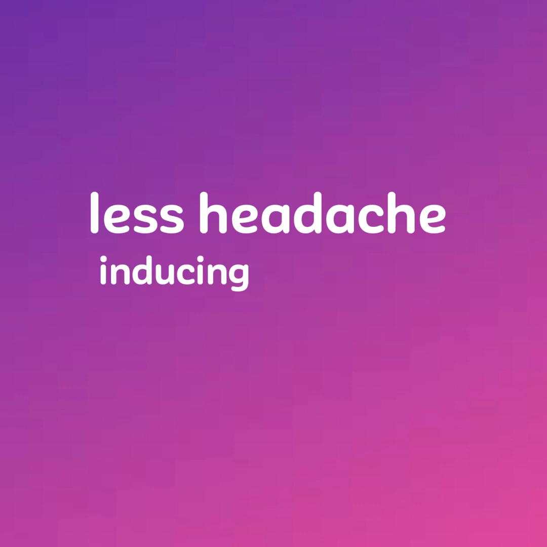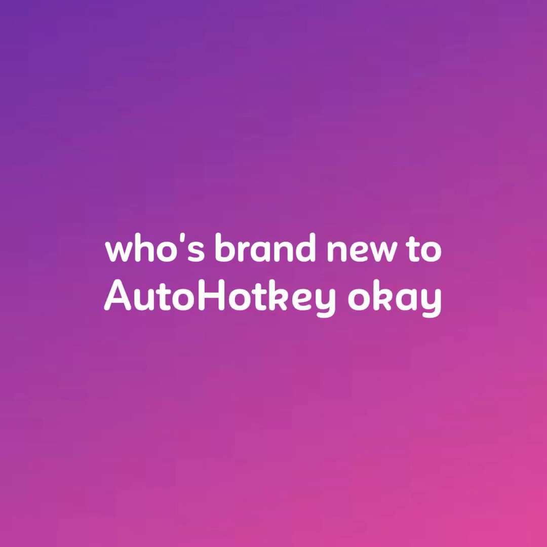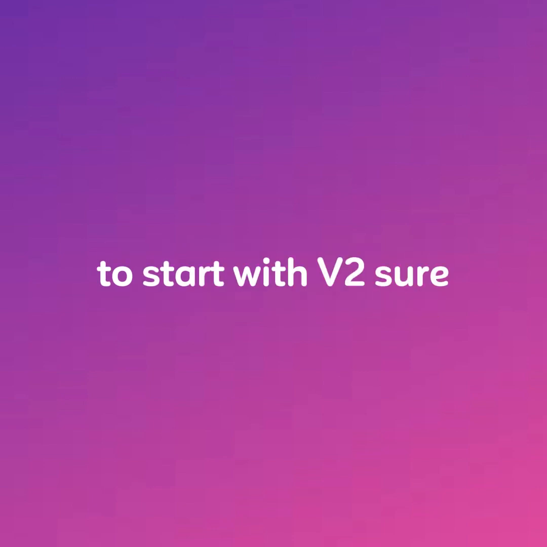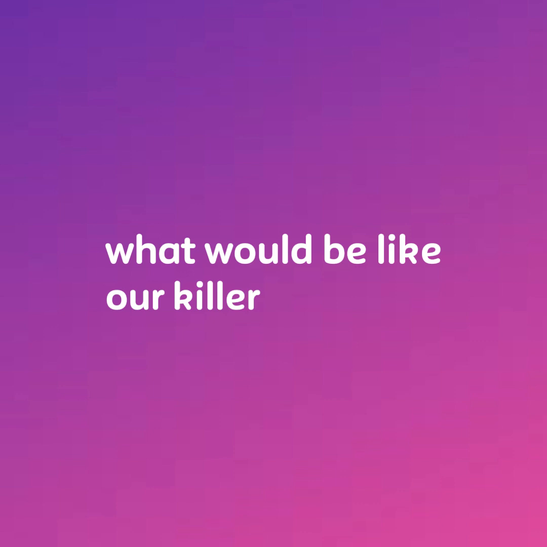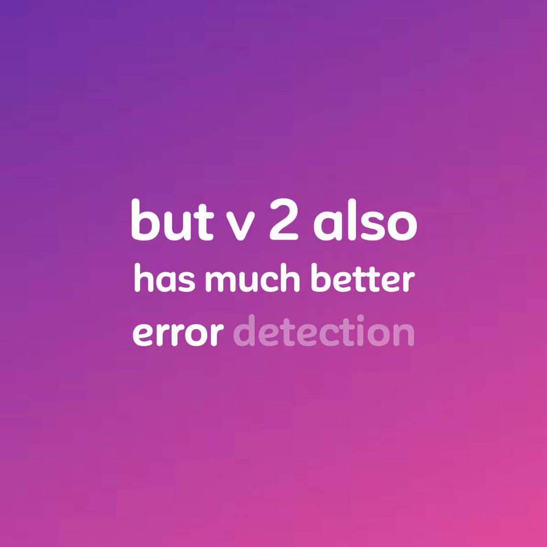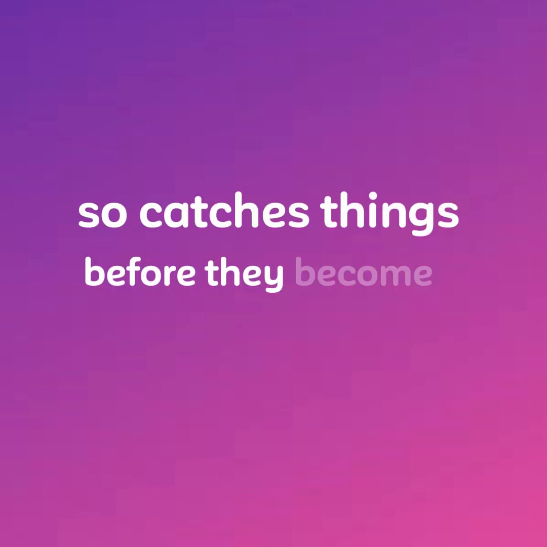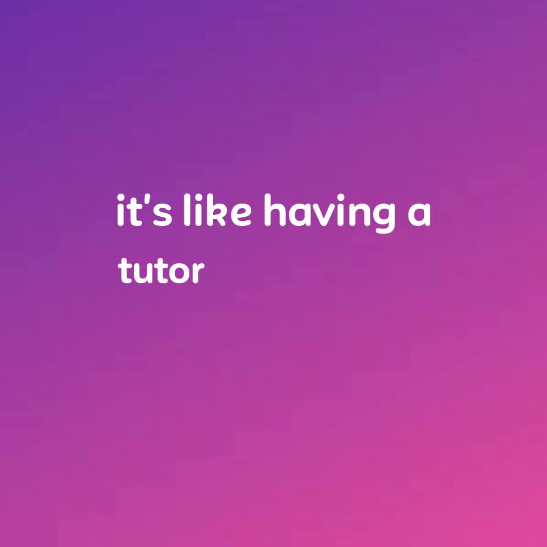Less headache-inducing. That's right. Okay, so let's say I'm trying to convince my friend who's brand new to AutoHotkey to start with V2. What would be our killer argument? Well, I think one of the biggest arguments for V2 is that it's just much easier to learn. We've already talked about the simplified and consistent syntax, but V2 also has much better error detection. So it catches things before they become a problem. Exactly. It's like having a tutor looking over your shoulder.